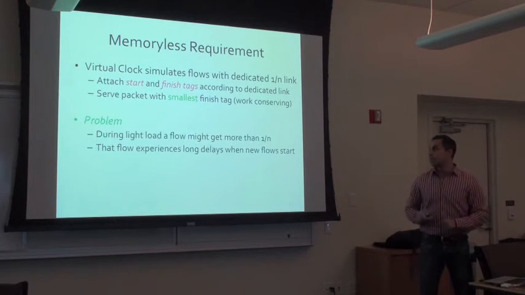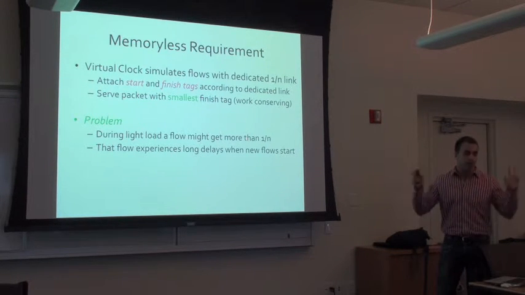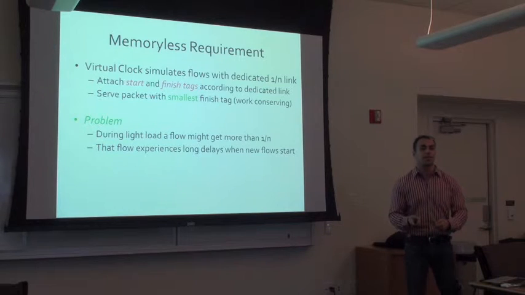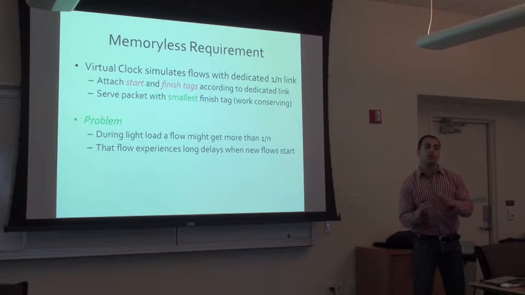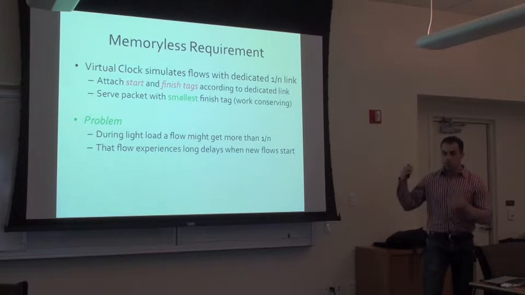Okay, so the problem with the virtual clock that's been known for a long while is that if the system has light load, so there are very few active flows at some time, you're going much faster than your dedicated 1/N simulated network. You're going way faster. So then if new flows show up and start becoming active, what might happen with a flow that's been going on for a long while is that it gets punished. It experiences a long delay or jitter. And you can see that intuitively.